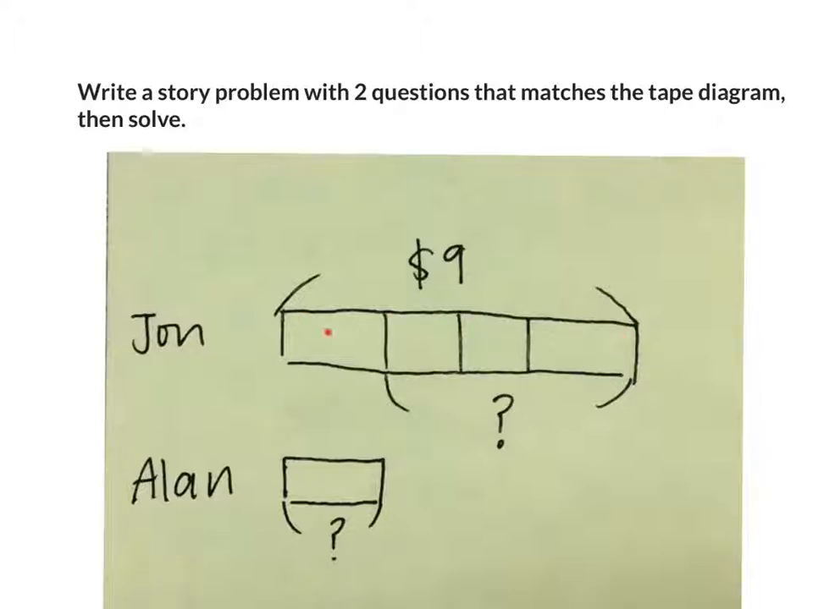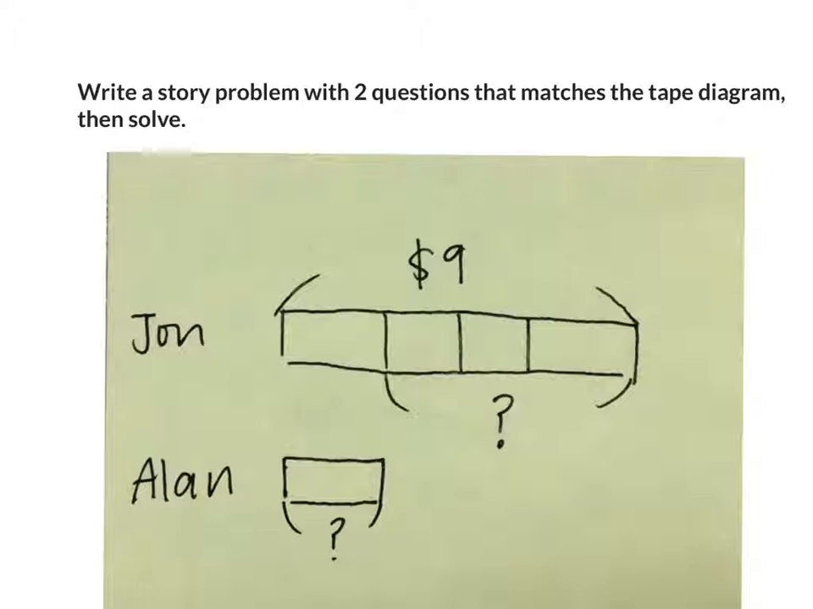Okay. Now I cut John's into 4 equal pieces. How many of those pieces does Alan have? 1. So what fraction of John's money does Alan have? 1/4. So maybe a story problem could be John earned $9 mowing the lawn. Alan earned 1/4 as much as John. So far, does that make sense? I could ask you, how much money did Alan make?